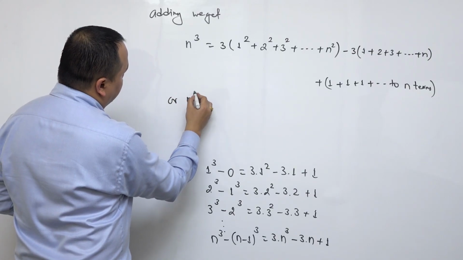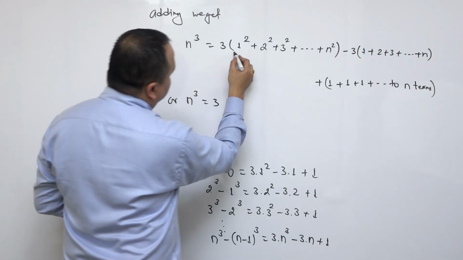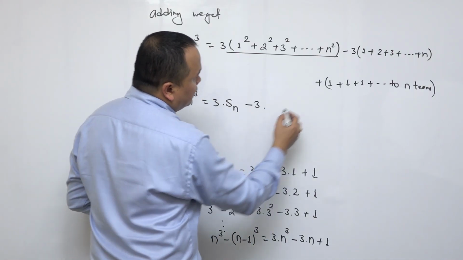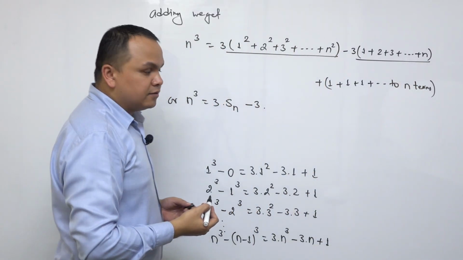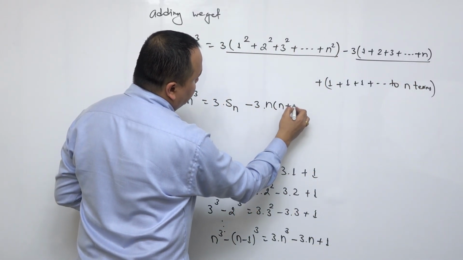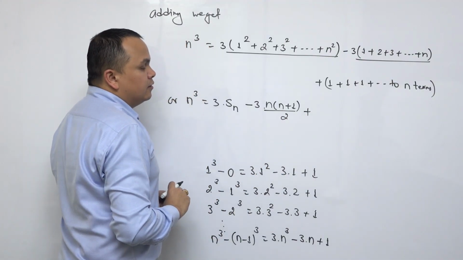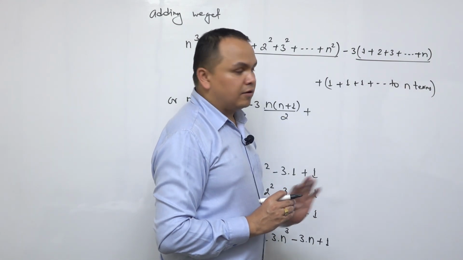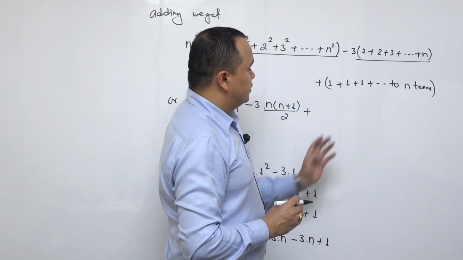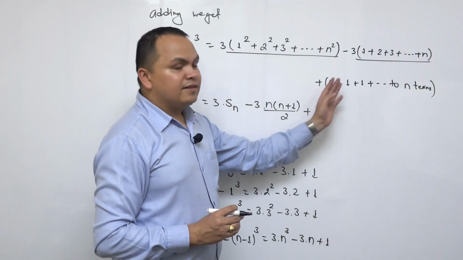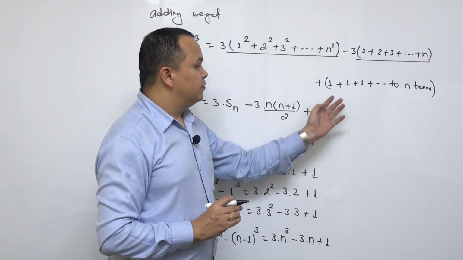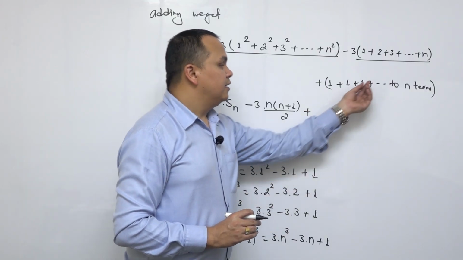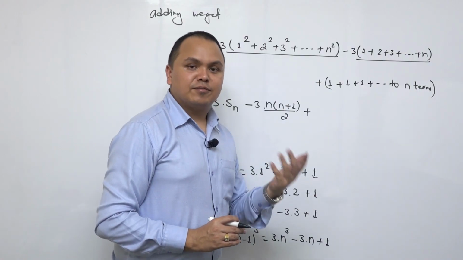This is n cube, 3, this is Sn, minus 3 times the sum of the first n natural numbers, which is n times n plus 1 divided by 2, and 1 plus 1 plus 1 plus 2n, or n terms. If we take 1 three times, then the sum is 3. If we take 1 five times, then the sum is 5. Similarly, if we take 1 n times, then the sum is n.